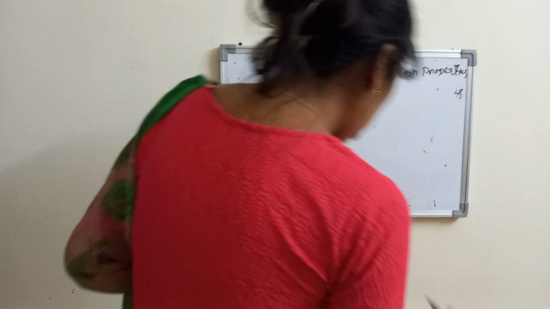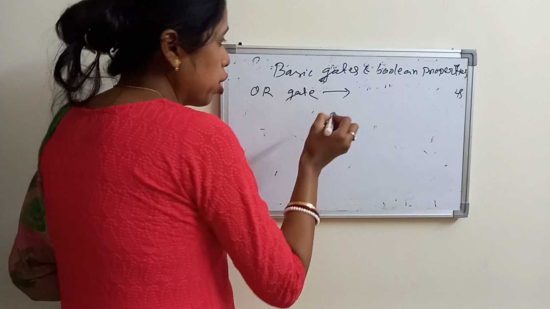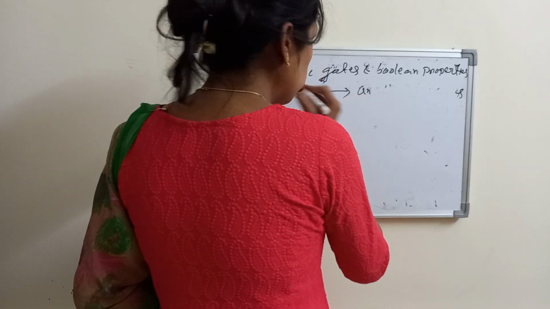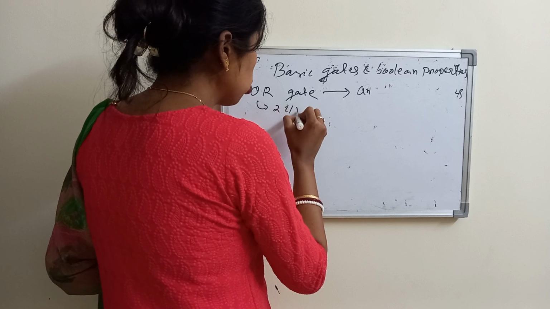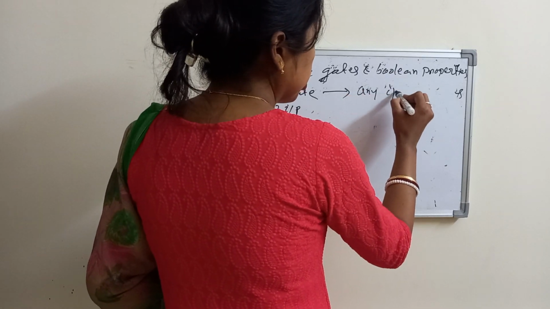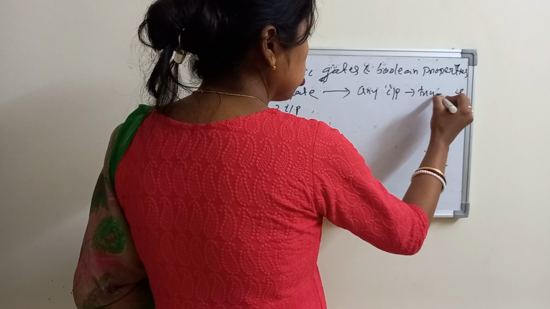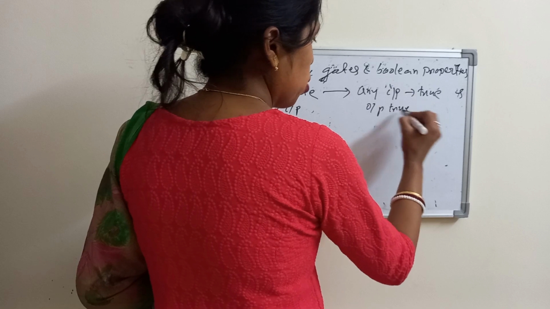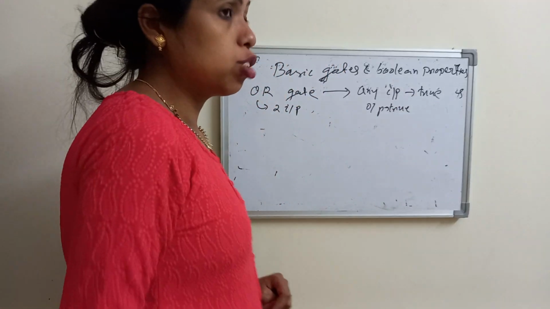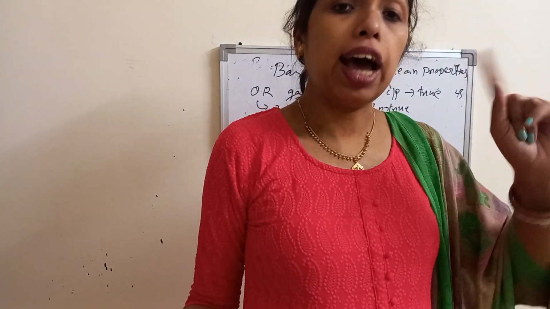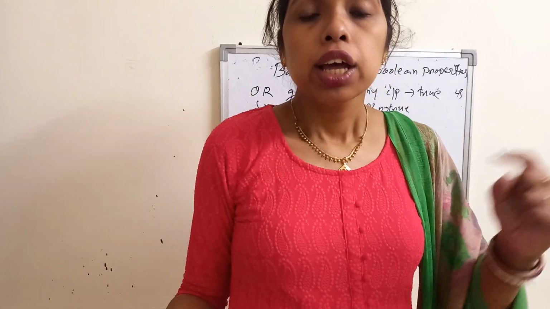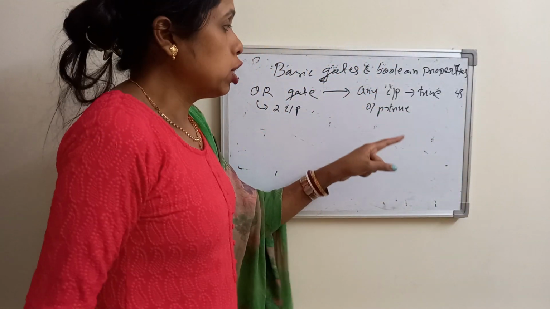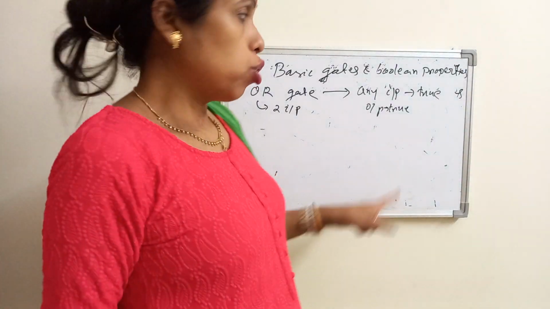Now come to the OR gate. For a two input OR gate, if any input is true, the output will be true. Think of two input switches: if you turn on the switch from any room, the light will be turned on. This is the logic behind the OR gate. If any input is true, you will get the true output.